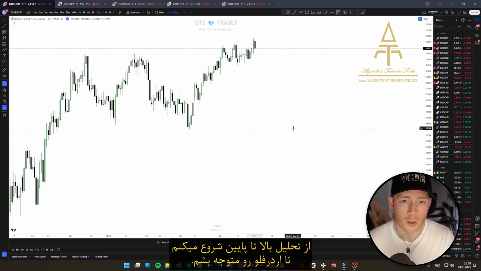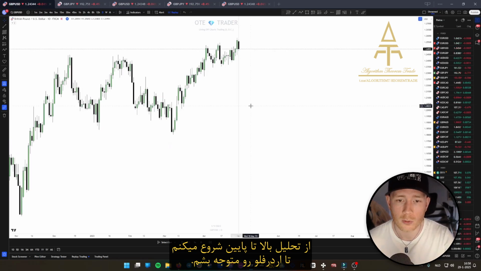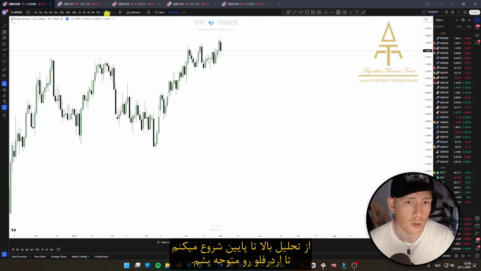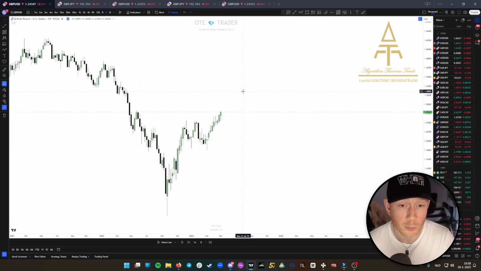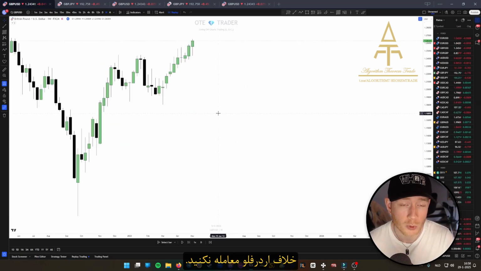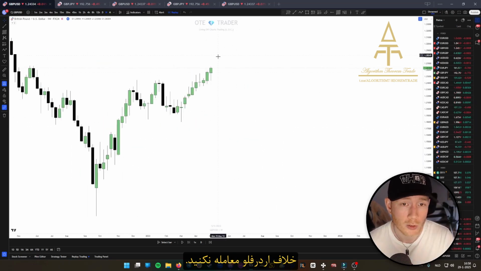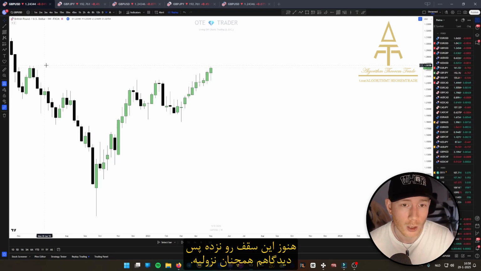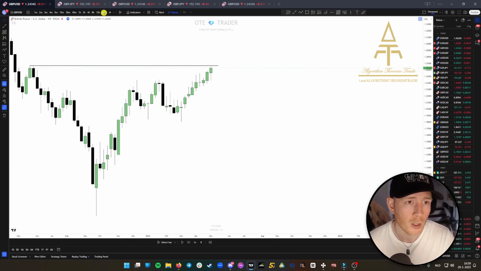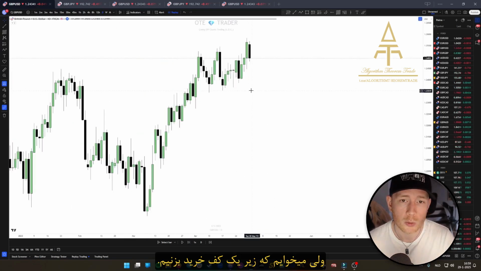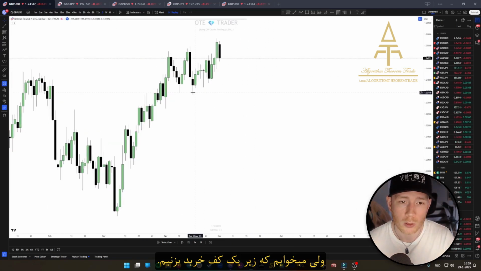Okay, so let's do a top-down analysis. We want to know what the order flow is, otherwise we don't know if we want to pair up buy stops with sell stops or sell stops with buy stops, because you don't want to trade against order flow. We did not take out this high yet, so I'm still going to be bullish here. Order flow should remain bullish. Where do we want to buy? We want to buy below an old low.